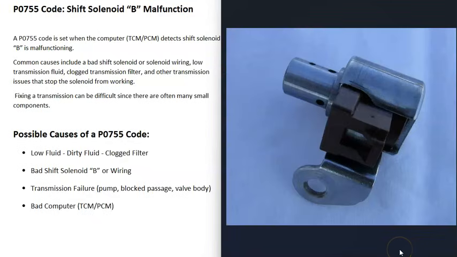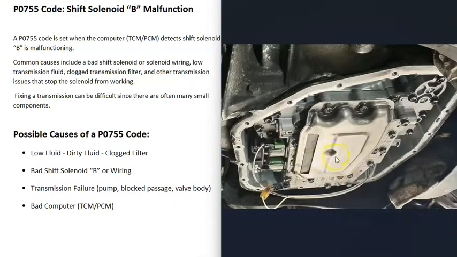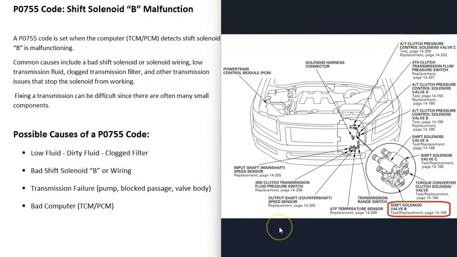The next thing that could cause this is a bad shift solenoid B, or the wiring going to the solenoid. If there's an issue going on with the solenoid or the wiring going to it, then it's not going to work the way it's supposed to. If you do go to work on your transmission, you will need to get a diagram of where that solenoid is located, since there will be differences. Sometimes they can be located on the outside of the transmission, but quite commonly they're located up inside of the transmission. So you will need to get a diagram of where all the solenoids are located and which ones are which.